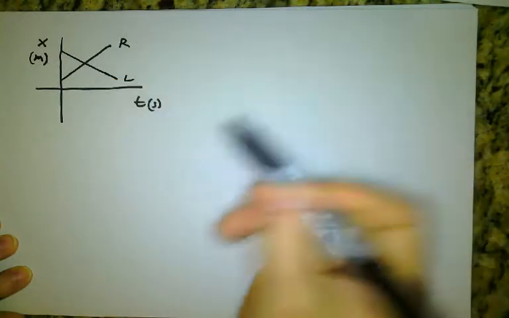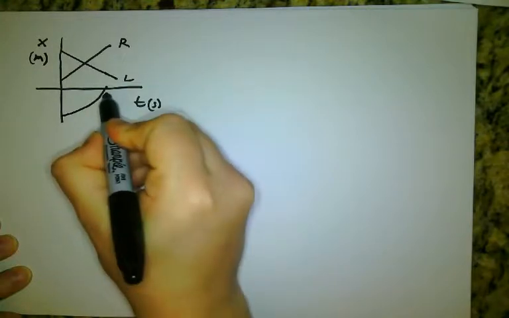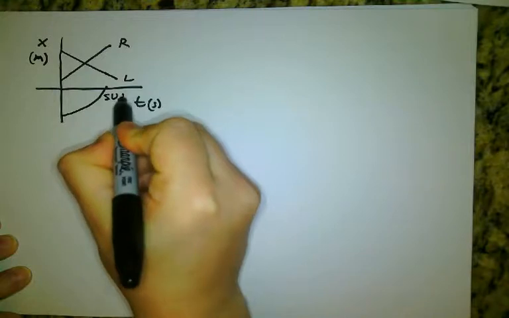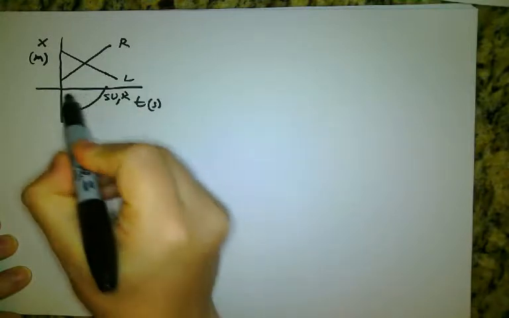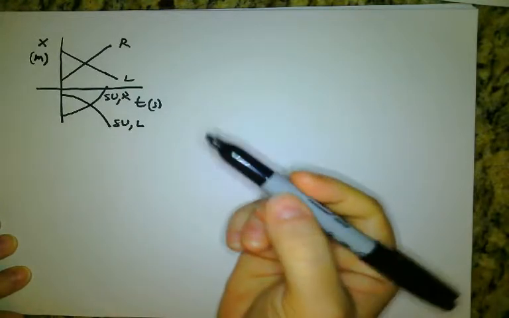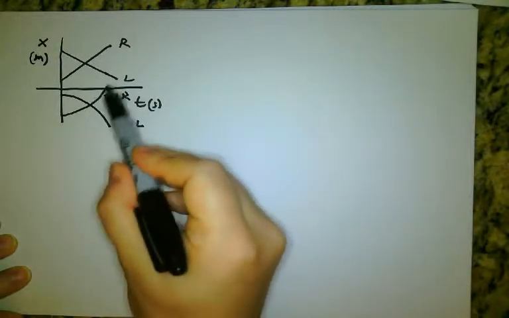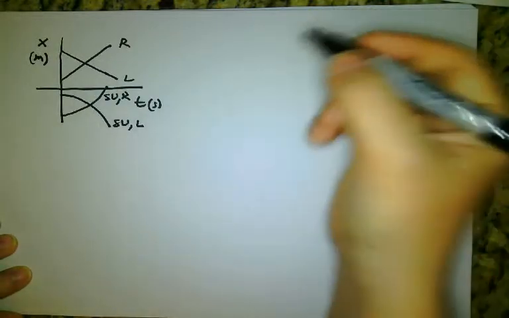So left, right, and then you can have speeding up. So speeding up to the right would be something like this. Speeding up to the right. And speeding up to the left would be something like this. And let's see. Why is that? Because the slopes are increasing. We talked about that in the last video.